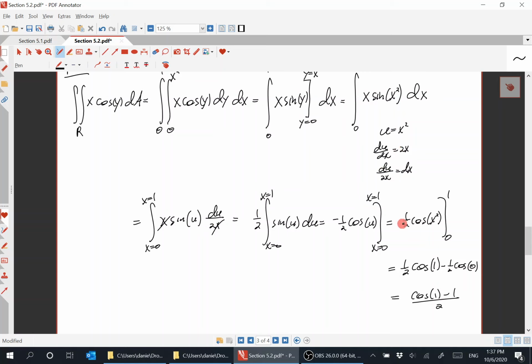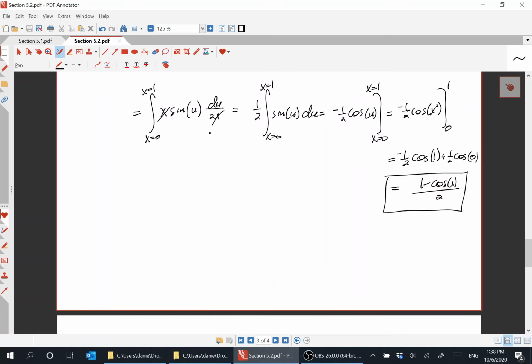So now there's a minus sign because we did the antiderivative. So this is minus plus. So it's 1 minus cosine of 1 over 2. So there's the final answer. 1 minus cosine of 1 over 2.